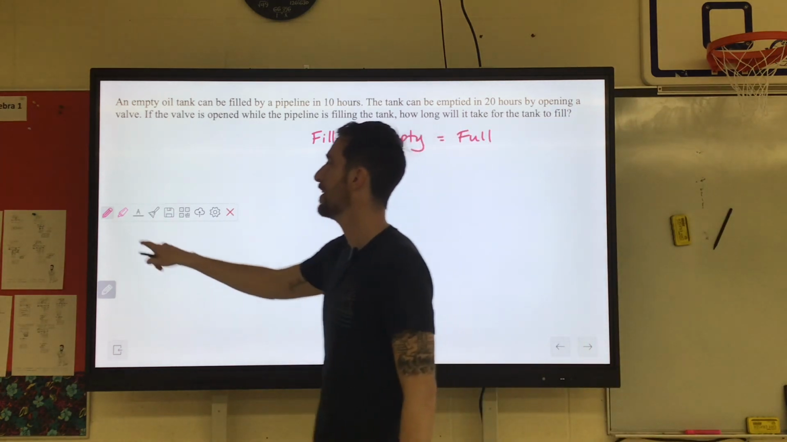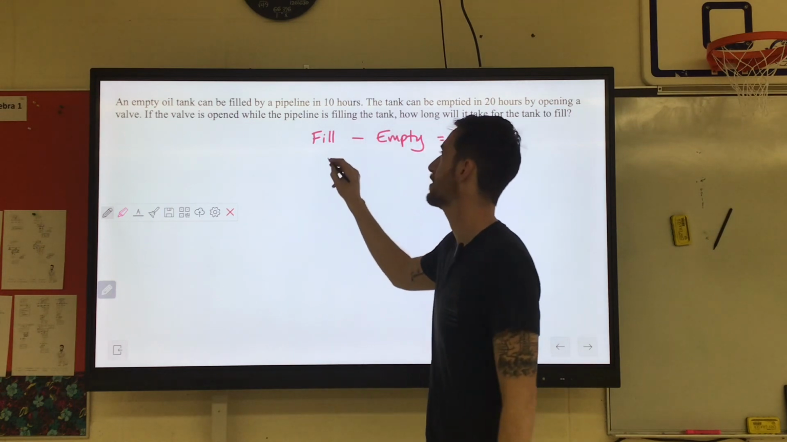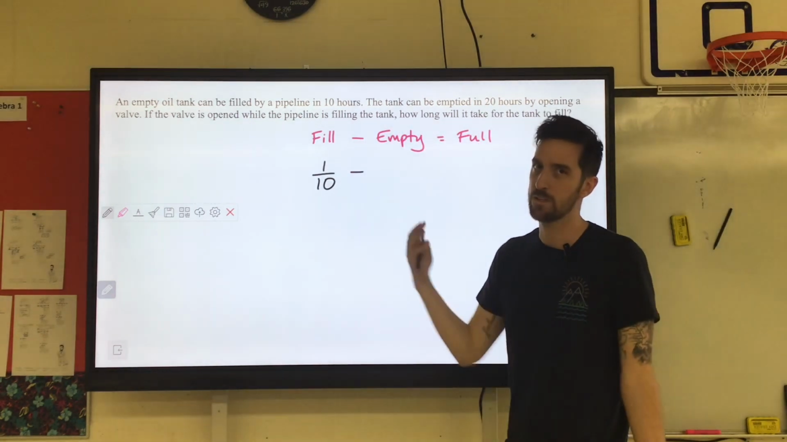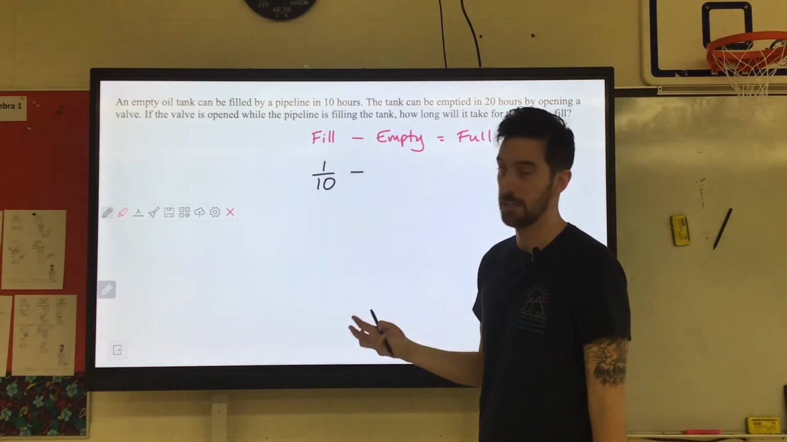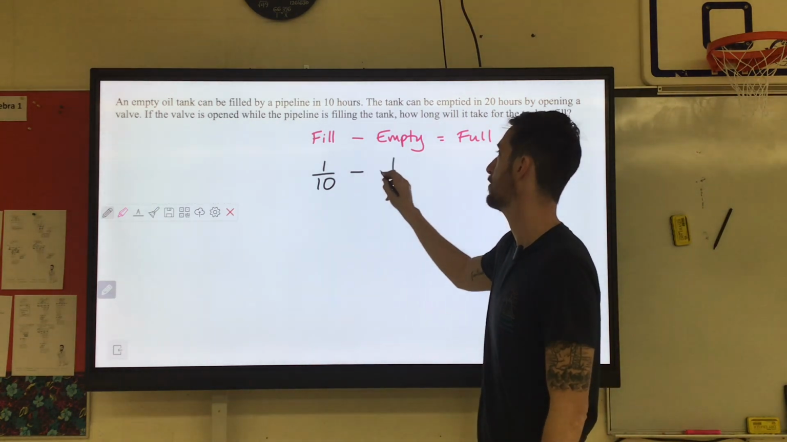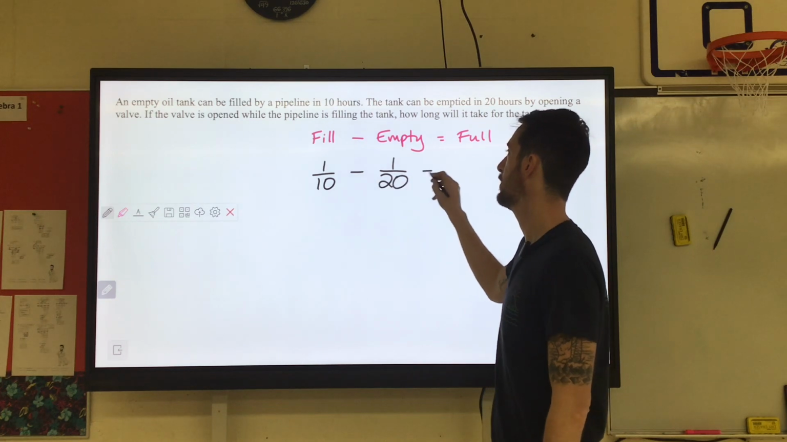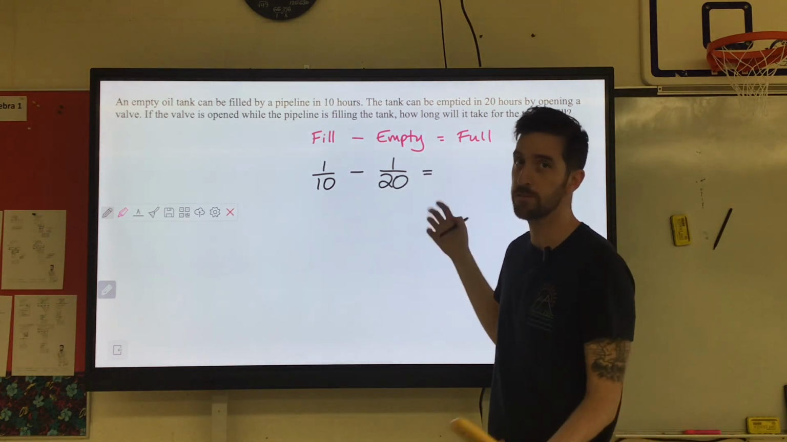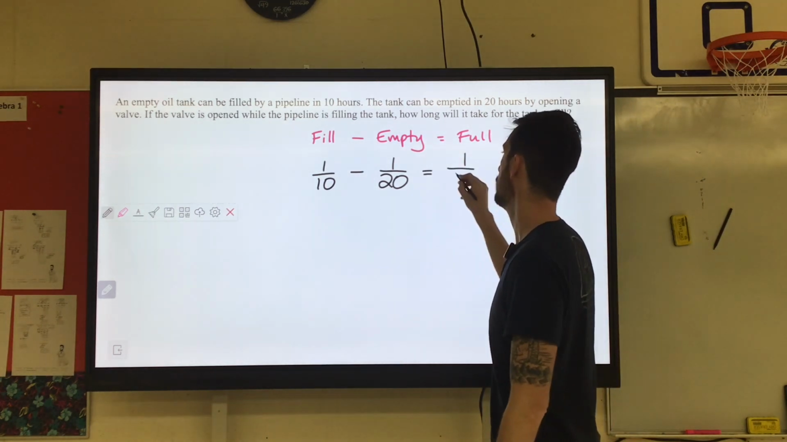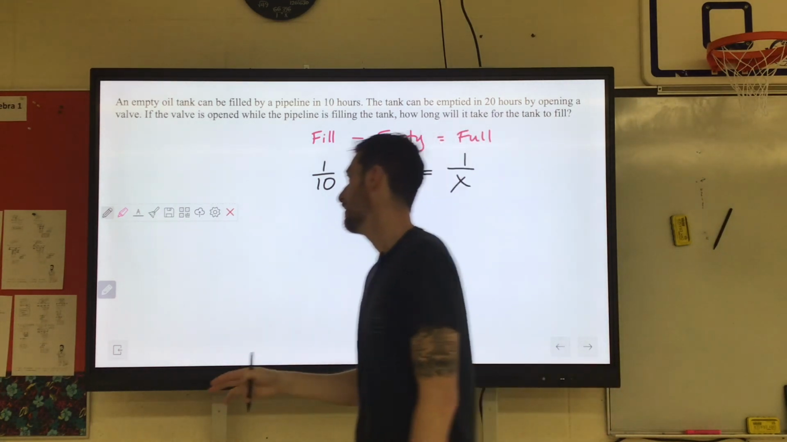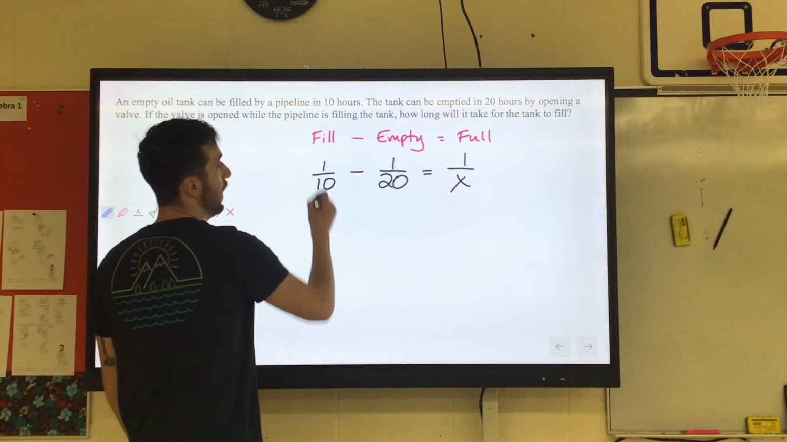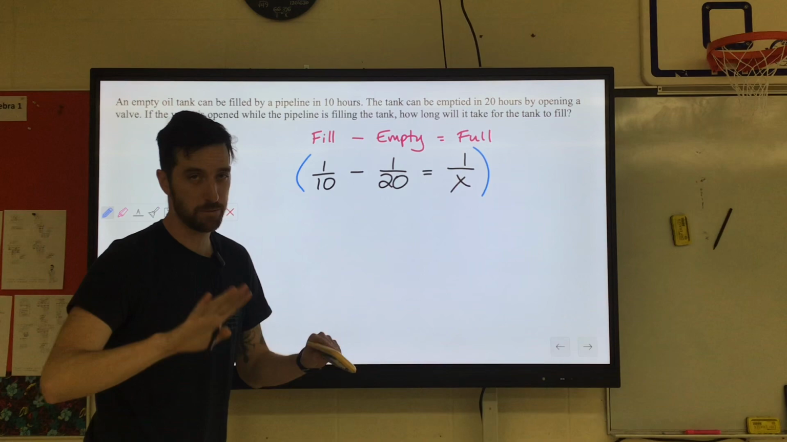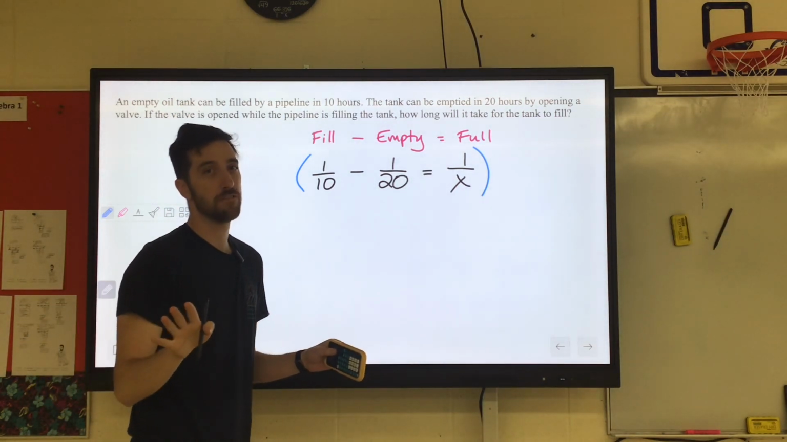So I'm filling the tank in 10 hours. So we're gonna say 1 over 10. It's emptying out, so we're gonna subtract the rate that it's emptying. And it says it empties out in 20 hours. And we want to know, if both of those things are happening, how long is it going to take? So we don't know this rate, so we'll say 1 over x. Now we're going to multiply again by a common denominator. Now 10 goes into 20, so we could just multiply by 20x and there won't be any fractions.